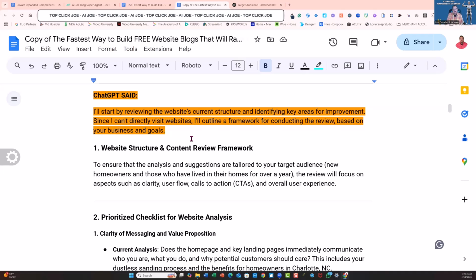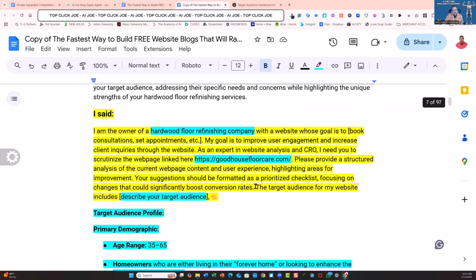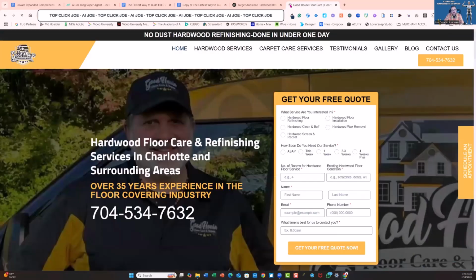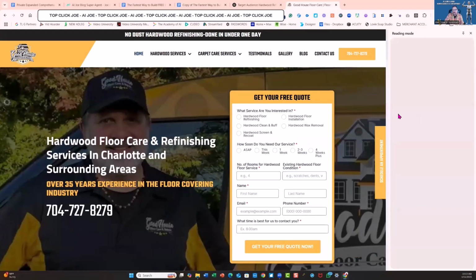But if I was going to redo this, up here where I put my website in, I would probably go to Good House Floor Care, and then I would right click and open in reading mode, and I would copy.